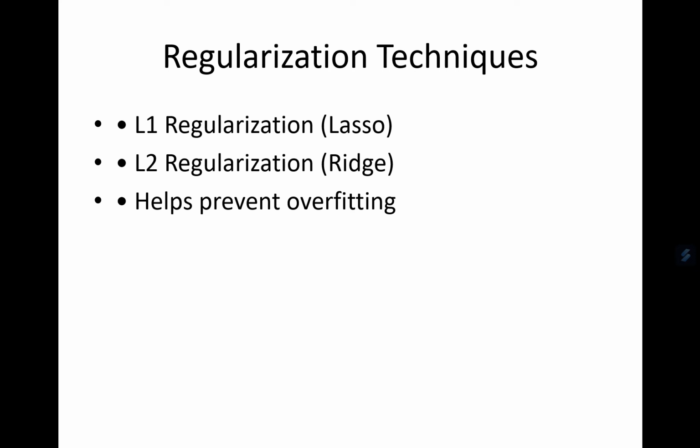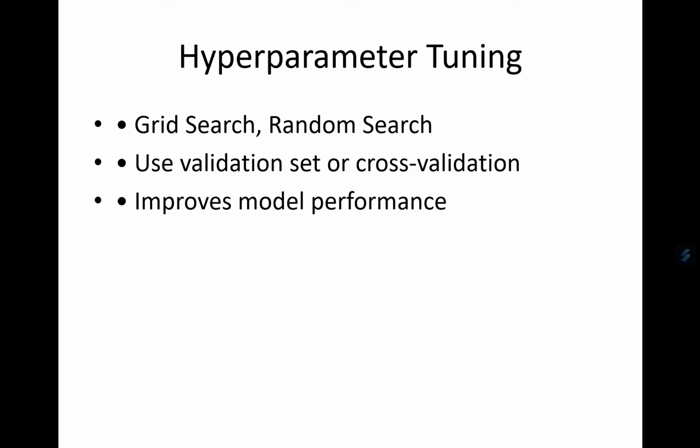Hyperparameter tuning: grid search and random search. Use a validation set or cross validation to improve model performance.